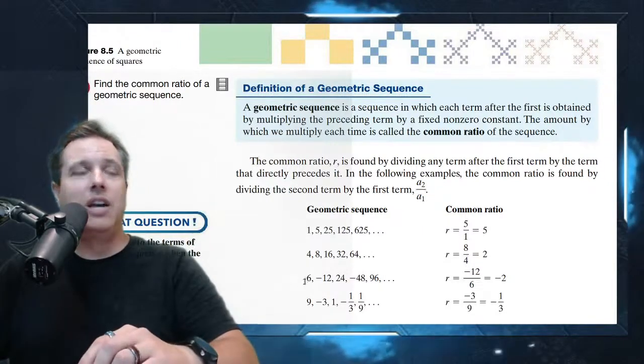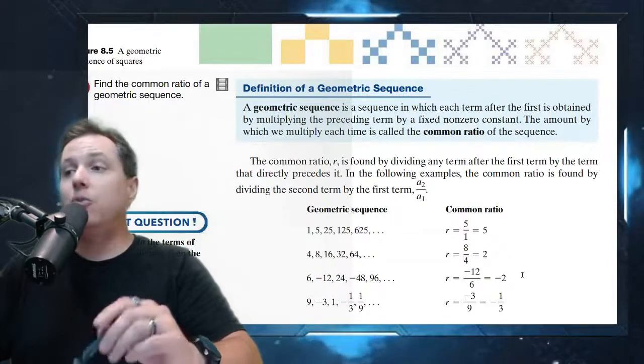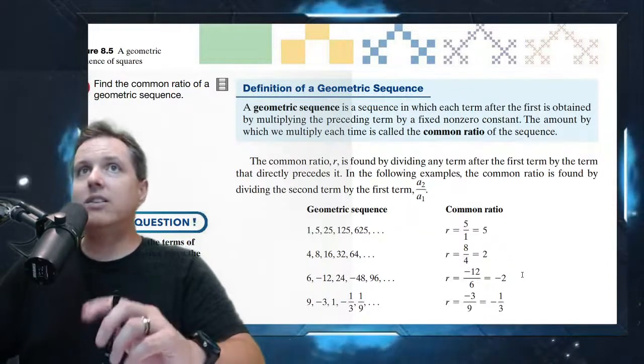And look here, see how we get that oscillating? 6, negative 12, 24, negative 48. The common ratio there is negative 2. So you can still get that oscillating behavior.